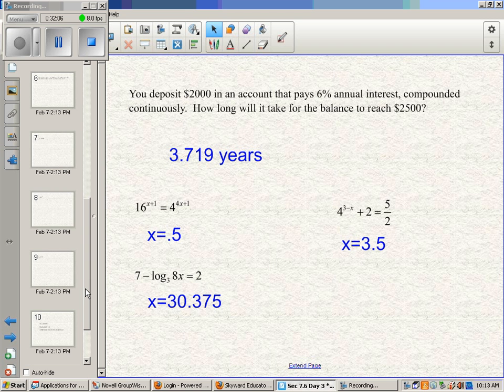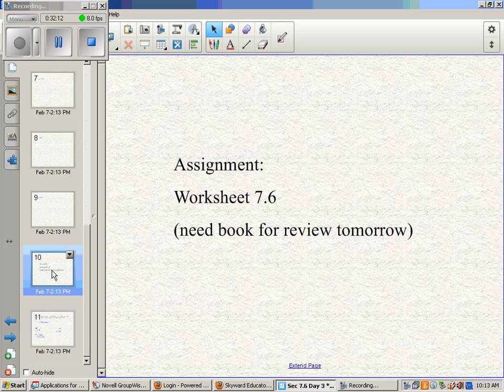Okay, did everybody get one? Okay, so your assignment then is the worksheet 7-6, but then you need your book tomorrow for the review. You do get a day to work on the review tomorrow.